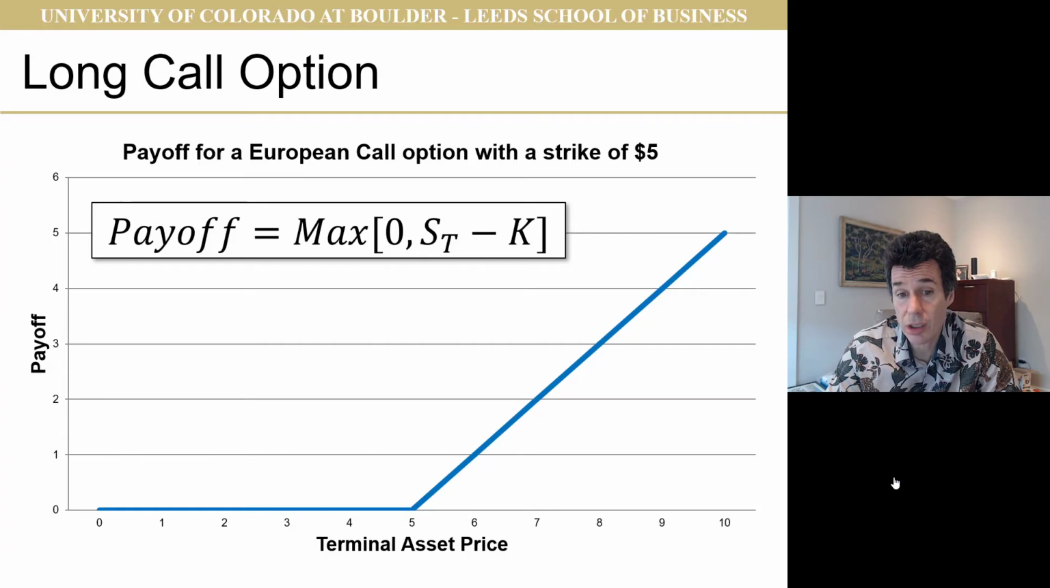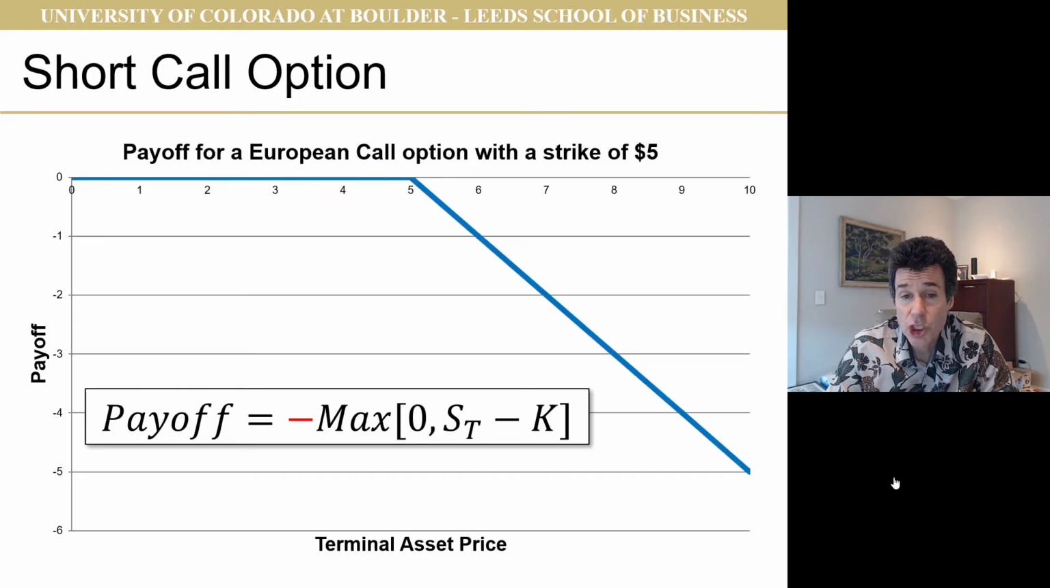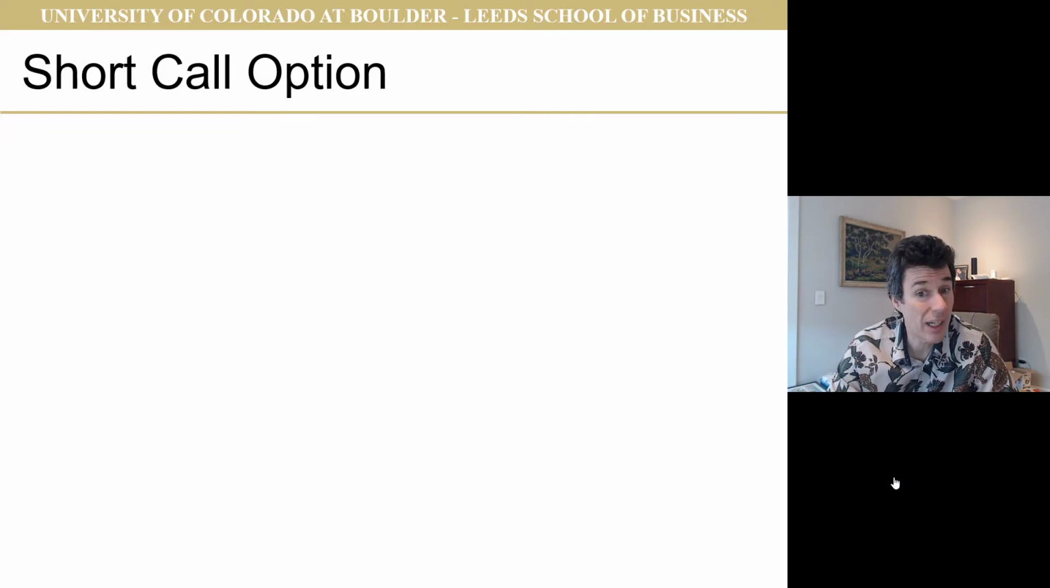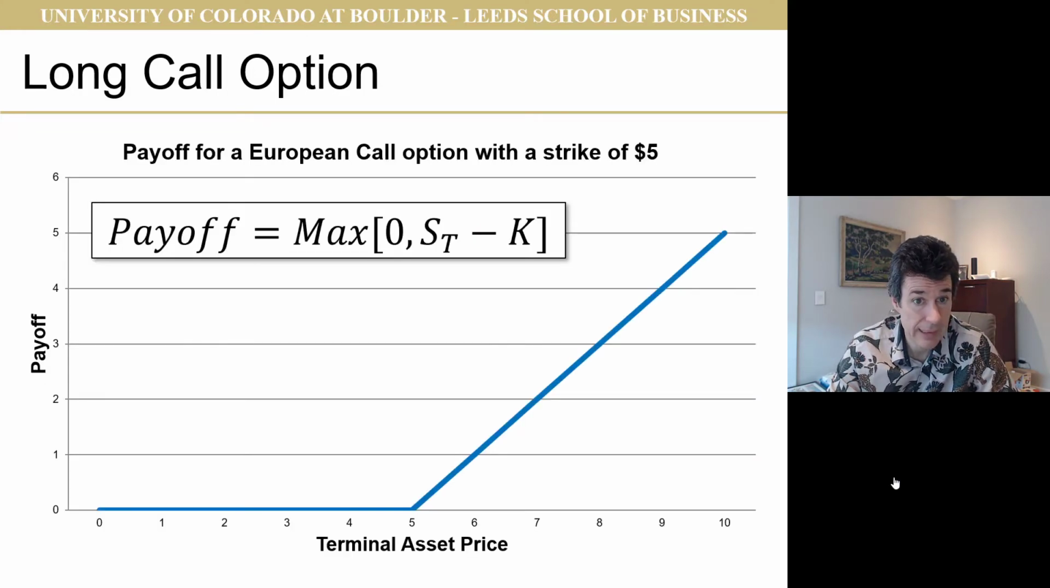So this is long a call option. We own a call option. We have the right, we've bought from someone else the right to buy this asset for $5. We could also look at short a call option. So if we're short a call option, then we've sold the right. Somebody else has the right to exercise. Somebody else has this payout.